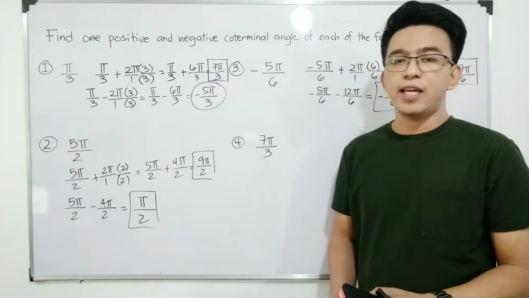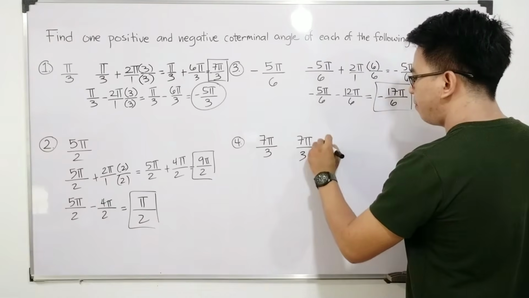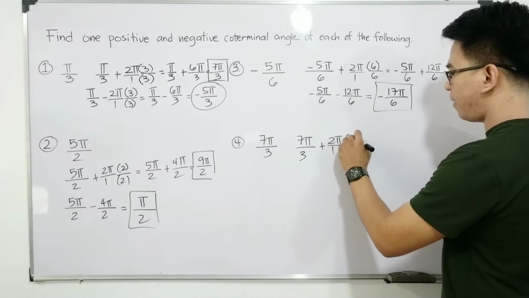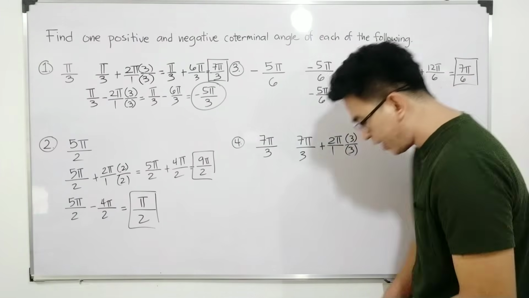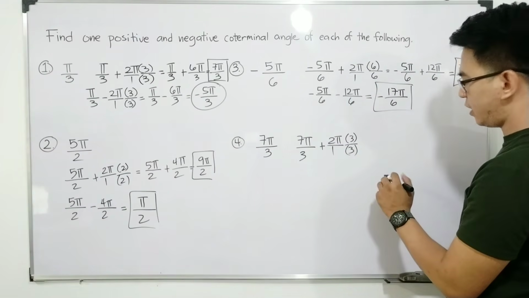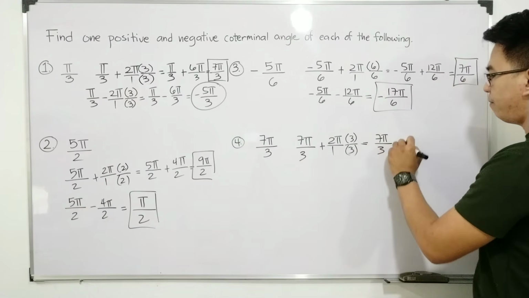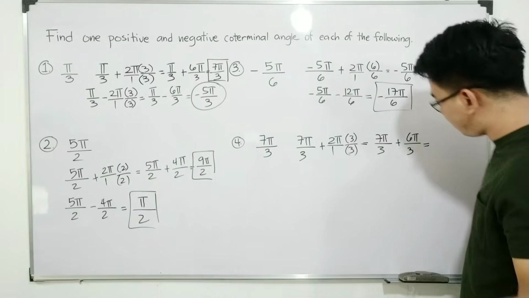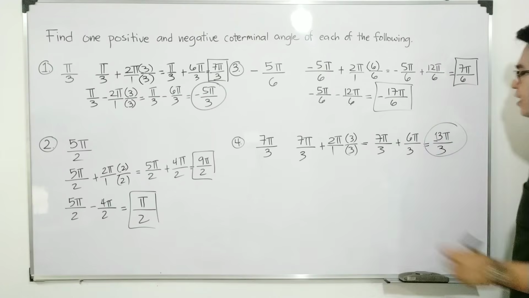Now, let's have the last one. We have 7 pi over 3. So, we will add 2 pi. 7 pi over 3 plus 2 pi. Same process. Express 2 pi as a fraction. Multiply it by 3 over 3. Again, yung pinang-multiply natin is naka-base sa denominator ng ating given radian. So, dito, what you will do is convert this into similar fractions. We have 7 pi over 3 plus 6 pi over 3. And 7 pi plus 6 pi is 13 pi over 3. Ito na yung coterminal angle natin.